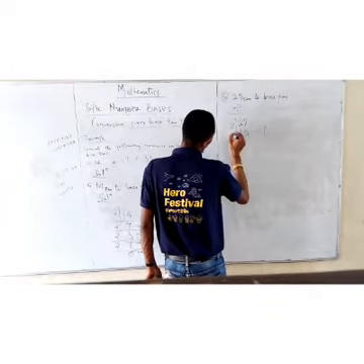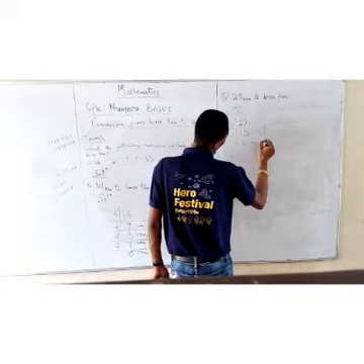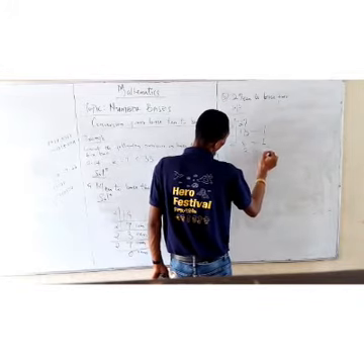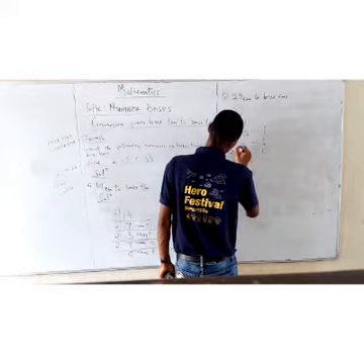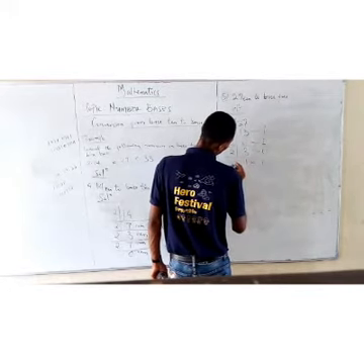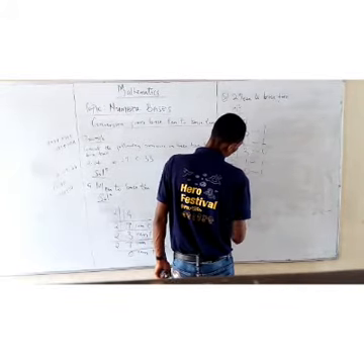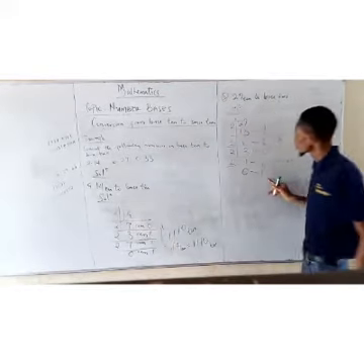Then for the next one, we use 2 again. 2 in 13 is what? 6. Remainder what? 1. Use 2 again. 2 here is 3. Remainder 0. Use 2 again. 2 here is what? 1, remainder what? 1. 2 here is what? 0, remainder 1. Okay? So let's go from bottom to top.